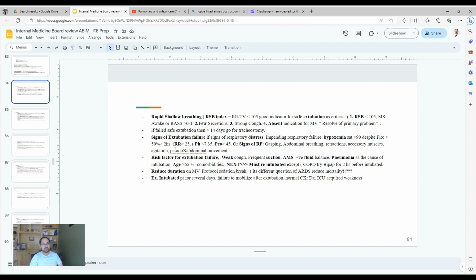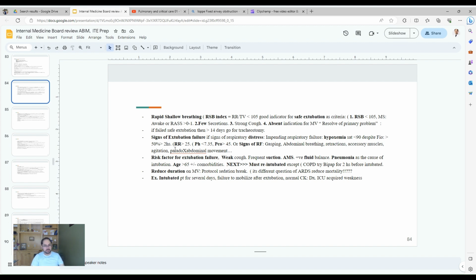The risk factors for extubation failure are weak cough, frequent secretions, altered mental status, positive fluid balance. If the primary problem was pneumonia, if the patient is above age 65, has multiple comorbidities, there is a chance of extubation failure. If ventilation is prolonged or lasts more than 14 days, other options like tracheostomy should be tried.